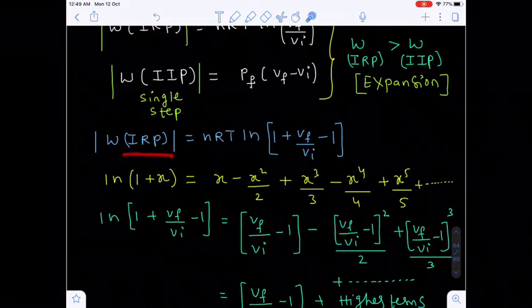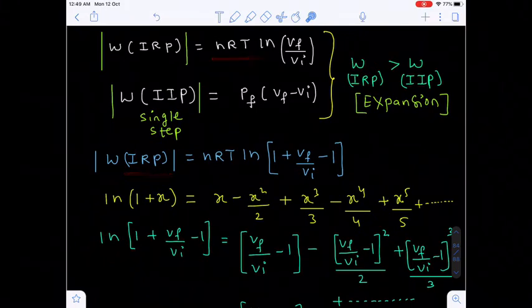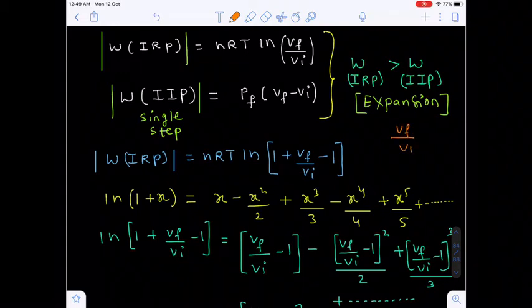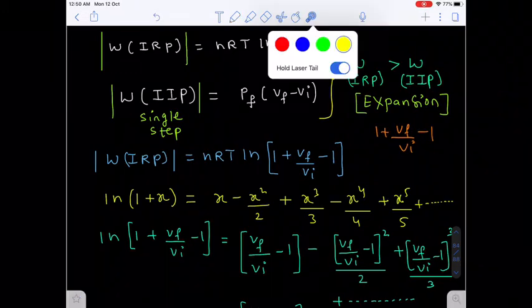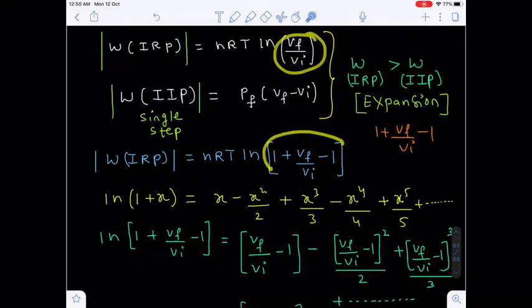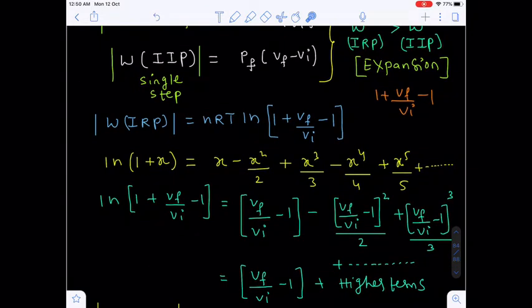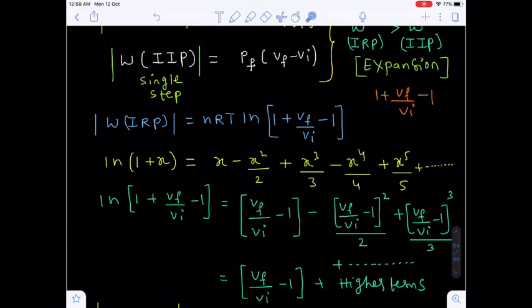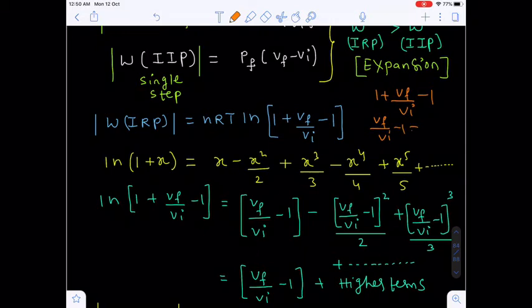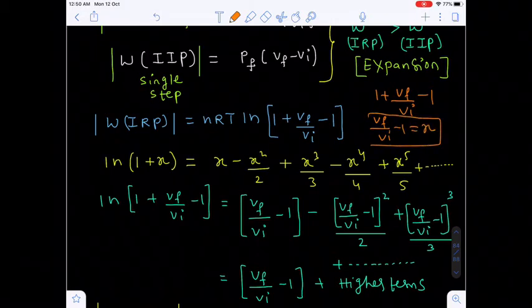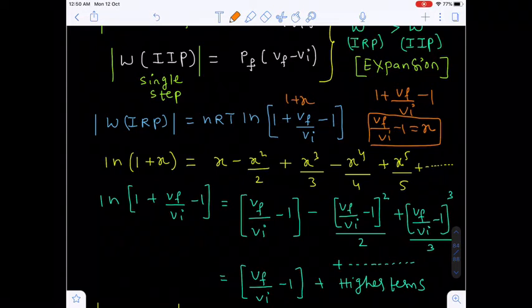You see, work done in an isothermal reversible process, what is the formula? nRT log final volume by initial volume. Now I am writing V final upon V initial. Now I am adding plus 1 and subtracting 1, so the value does not change. So instead of V final by V initial, I am writing 1 plus V final by V initial minus 1. Let's suppose X is V final by V initial minus 1. That means this value will be 1 plus X.